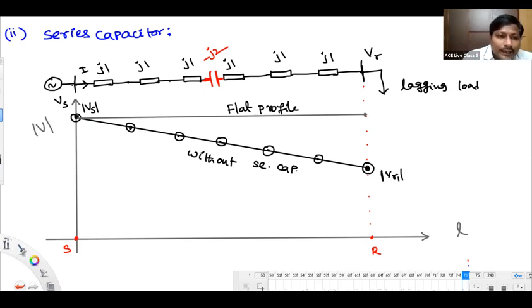Listen. This point, the sending end side, will have the same voltage modulus. What is the voltage at this place? That is Vs minus I into j1. Without the series capacitor, will it be the same? Remove the series capacitor and calculate the voltage here: Vs minus I into j1. Add the series capacitor and calculate the voltage here: Vs minus I into j1 only. So the voltage at that point will remain the same.